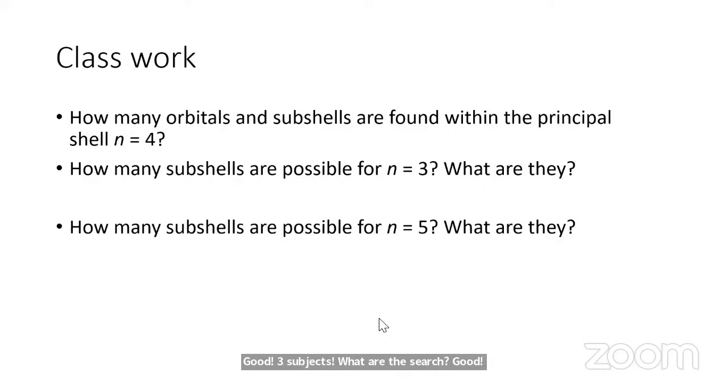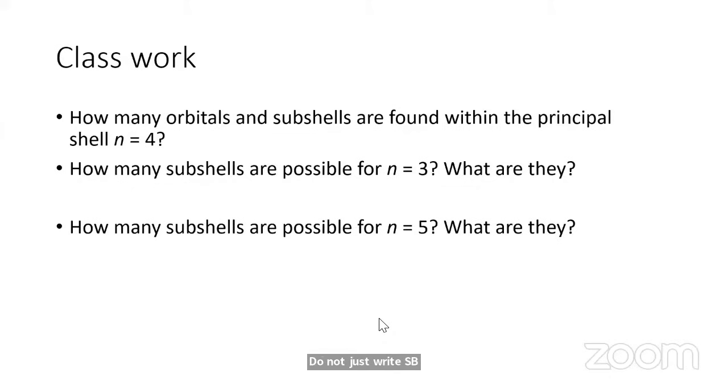I saw some of you writing s, p, d. No, because you already have n equal to 3 here. You must signify that they are 3s, 3p, 3d, because you know that you can have 4s, 4p, and 4d. So do not just write s, p and d. Can somebody attend to the next question?